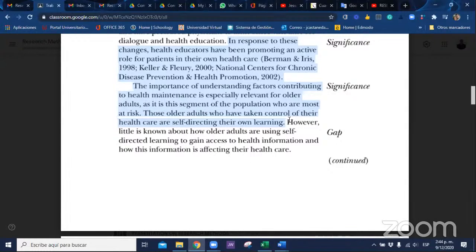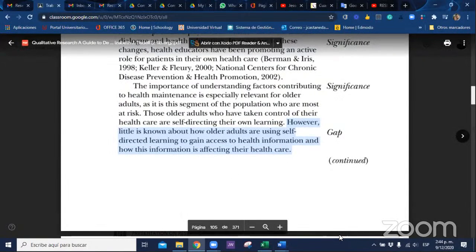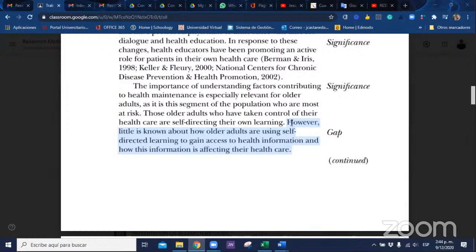The gap determines the problem, but the problem is sustained by the previous aspects, right? And you can see here something important. Is there a lack or a failure that they want to solve? The researcher wants to solve a lack of something, una carencia, or they want to solve a failure? What do you think? Or what do they want to do?